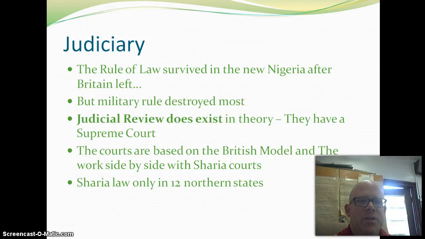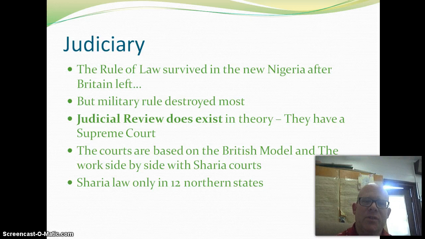All right, the judiciary. The rule of law survived into the new Nigeria after Britain left, so those traditions are maintained. But military rule really destroyed a great deal of the rule of law. Judicial review does exist in theory in Nigeria. They do have a Supreme Court, but it doesn't really practice its authority to overturn laws passed by the legislature or actions taken by the president.